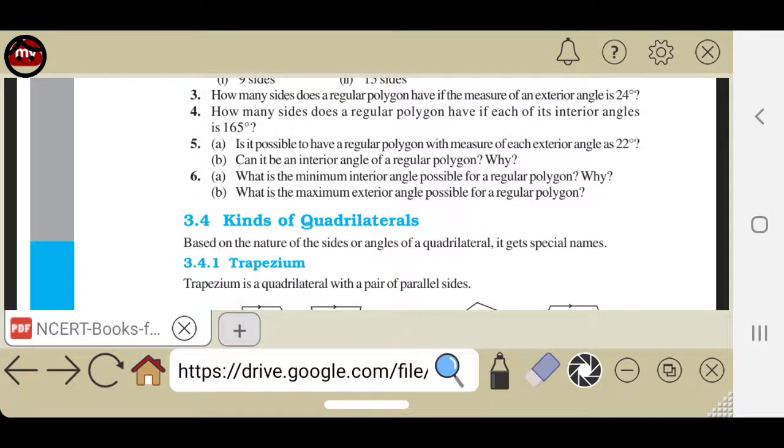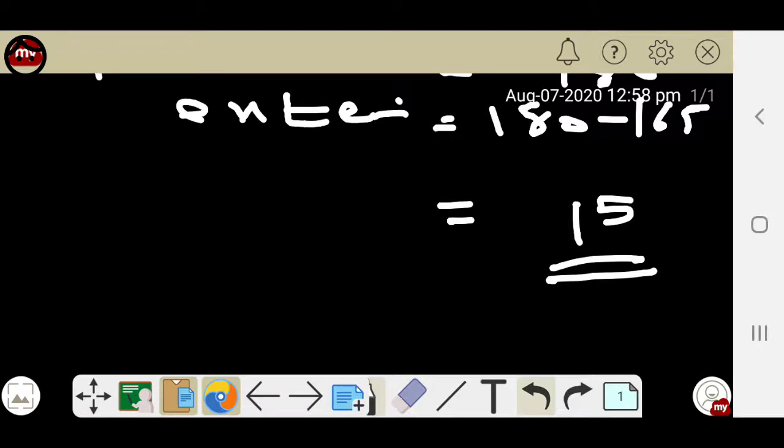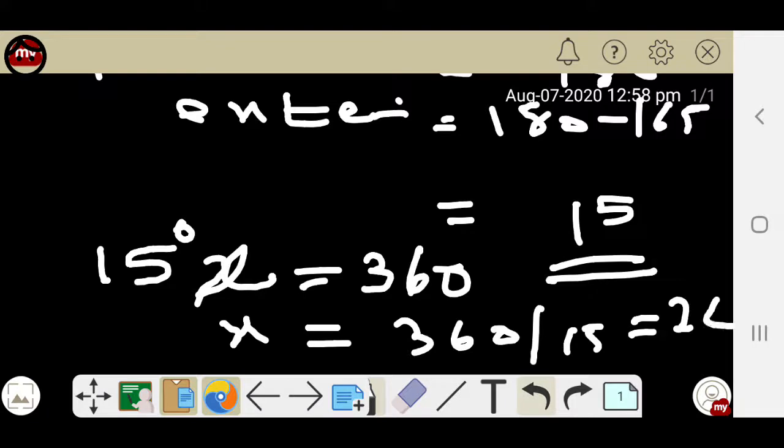What do we have to find out? How many sides. If there are x sides, there will be x angles. So the total sum of the angles is 15 into x. 15 into x equals 360. It is the same problem we discussed before. So x equals 360 by 15, which equals 24. Okay, there are 24 sides.